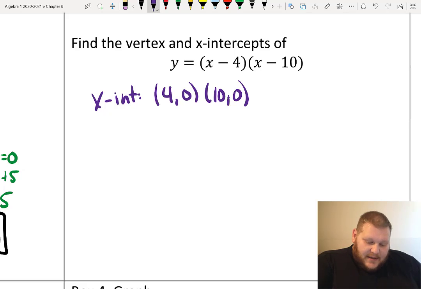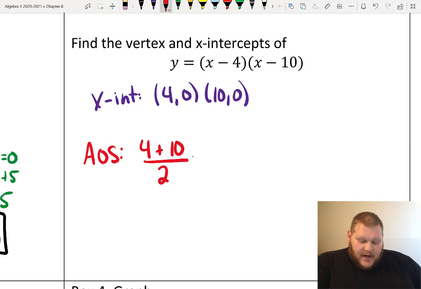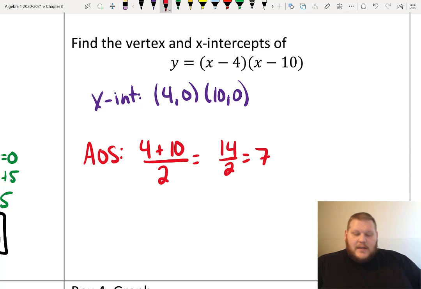Now to find the vertex, we're going to do that in red. So if you're going to use the formula, if you don't have to graph it, and this is all you're asked to do, we're just going to add up m and n, and then divide by 2. So 4 plus 10 is 14, divided by 2 is 7. So that tells me my AOS is 7. The x value of my vertex is 7.